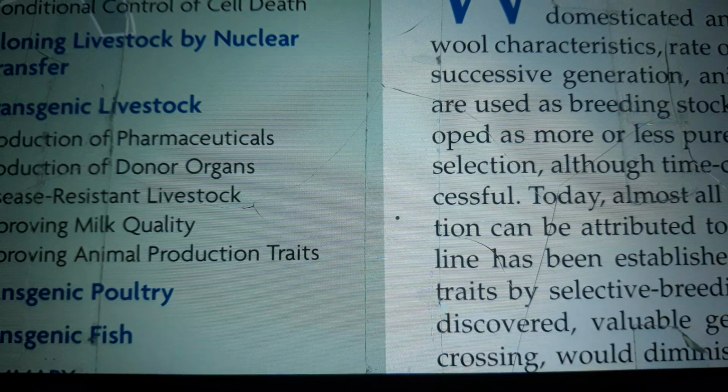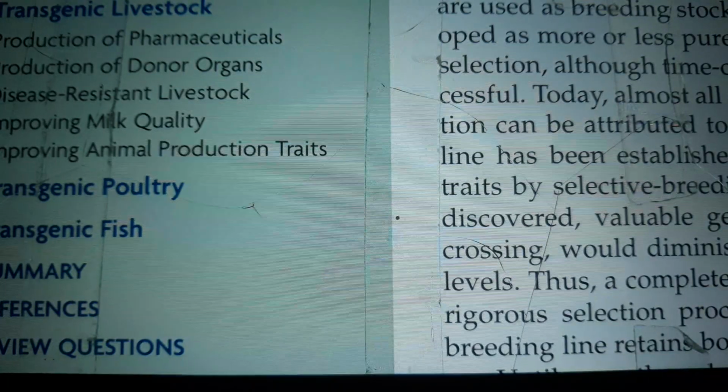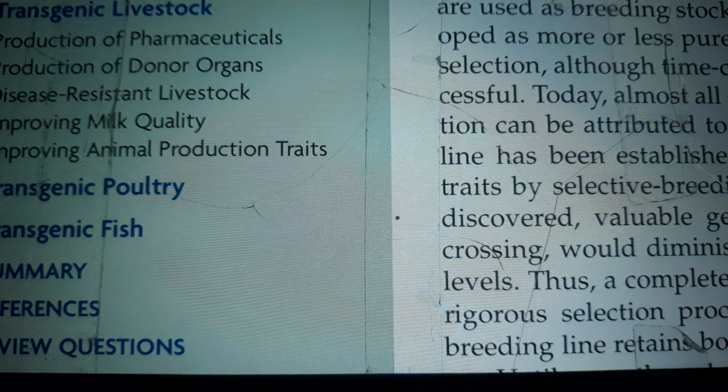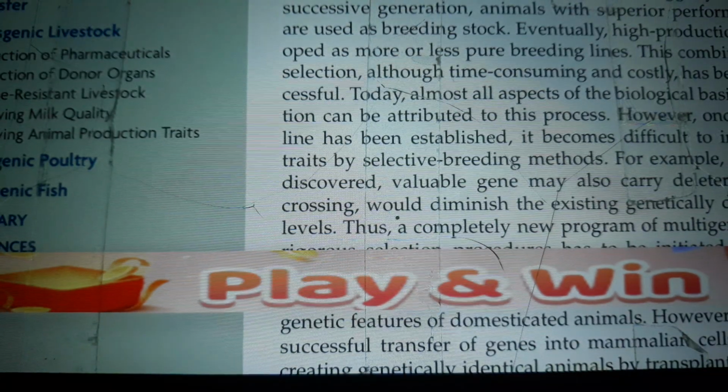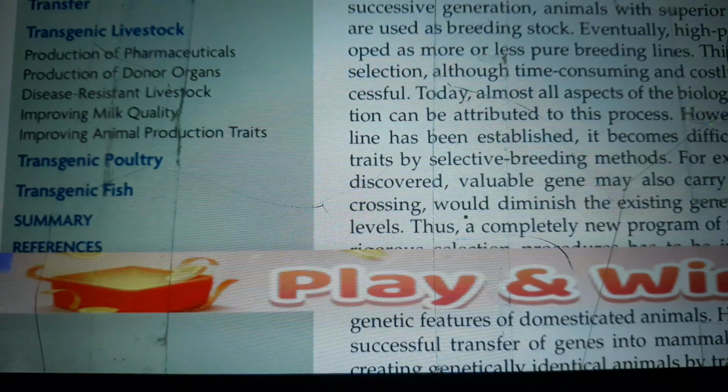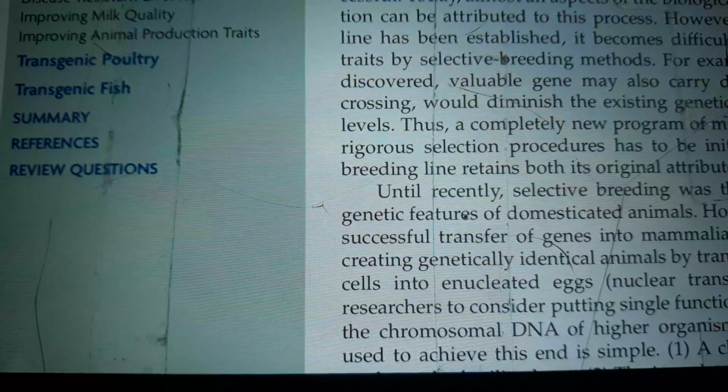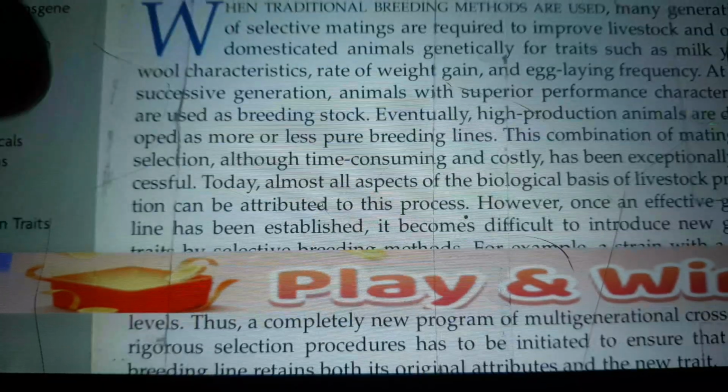And we have cloning livestock by nuclear transfer, transgenic livestock, production of pharmaceuticals, production of donor organs, disease-resistant livestock, improving milk quality, improving animal production traits, transgenic poultry, transgenic fish, summary and review questions. Right now, on the subject matter proper.